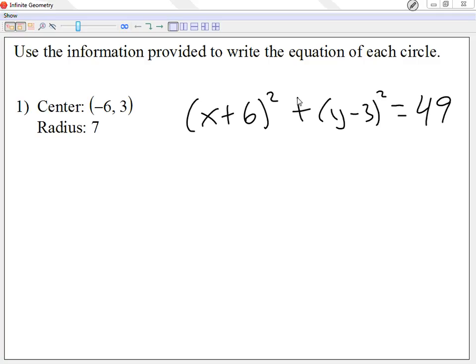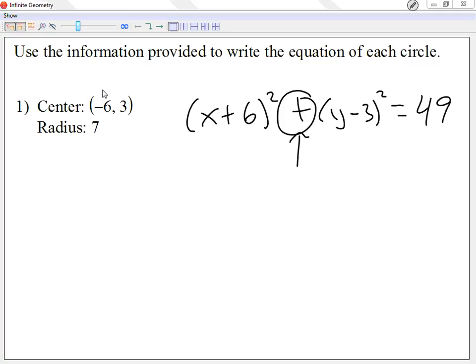So the sign in between the parentheses, let me emphasize which sign I'm talking about, that's always a plus. Like in between the parentheses, that's always a plus. Now the signs inside the parentheses are the opposite from what we have here. And obviously square your radius. And that's it. That's the answer for question number 1.